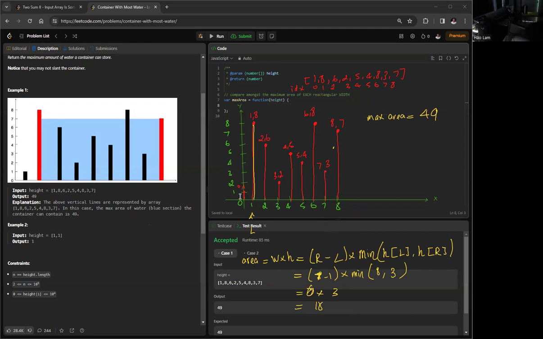And we can continue. We move the higher one. Sorry, the shorter line right here. All right. So now we have 6 minus 1, which is 5 right here. So the new height at the right is 8, right? 8 and 8 is 8, and this is 40, right? 40 is still smaller than 49, so we don't do anything.